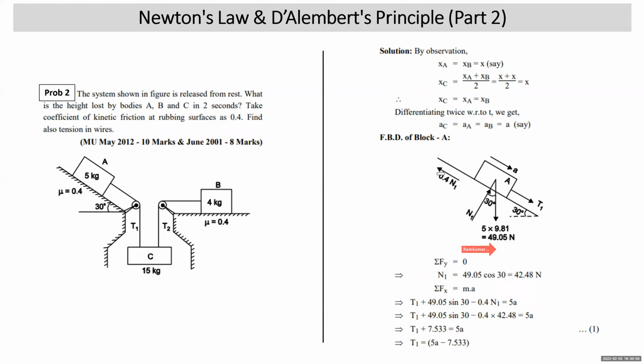We write for sigma Fy is equal to 0, N1 is equal to 49.05 cos 30. Sigma Fx is equal to Ma: T1 plus 49.05 sin 30, the weight component along the plane, minus 0.4 N1 is equal to 5A. You got the equation. So the value of N1 is substituted into it. You get the equation T1 plus 7.533 is equal to 5A, or T1 is equal to 5A minus 7.533. Identically, we'll now take the free body diagram of block B and block C.